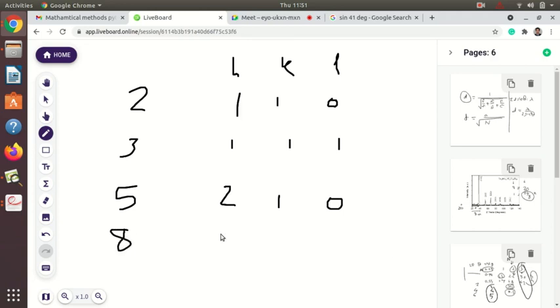Then suppose I get 8. For 8, 4 plus 4 is 8, so I will get the 2 2 0 plane. 2 square is 4, 2 square is 4, so 4 plus 4 is 8. So I am getting these planes. Whatever number you get, you will have to find out the corresponding H, K and L values. And now from this, what is the condition?